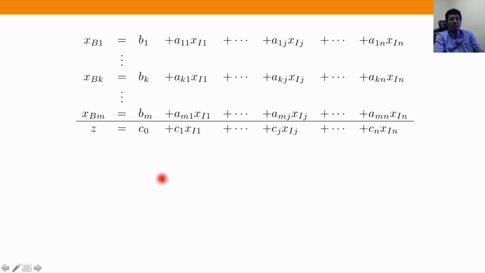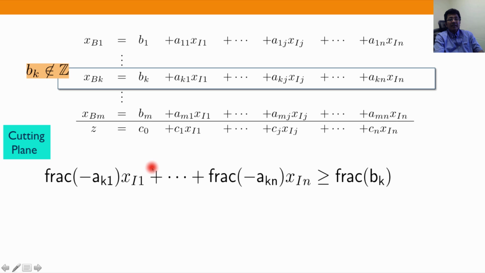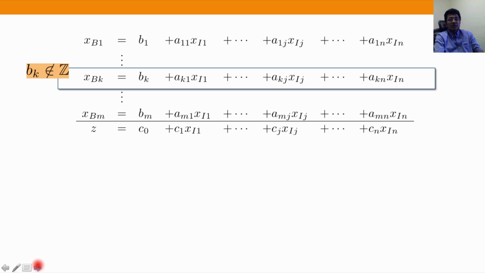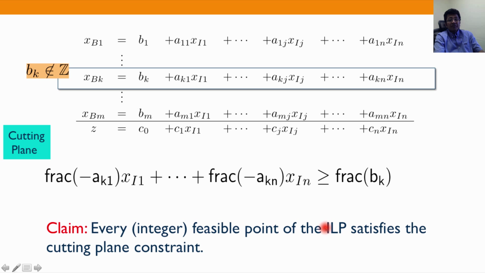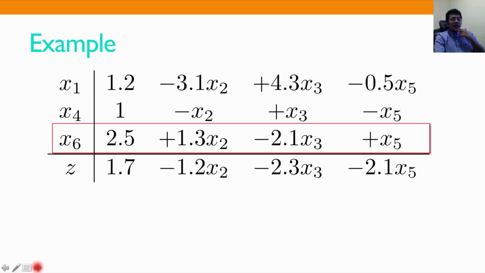All right, so let us now prove that the cutting plane does not lose any integer solutions. All the integer solutions to the original problem will continue to satisfy the cutting plane. How do we prove this? So here we go again with the cutting plane. The claim is every integer feasible point of the original ILP continues to satisfy the cutting plane constraint, which means we don't lose any integer point in this process.